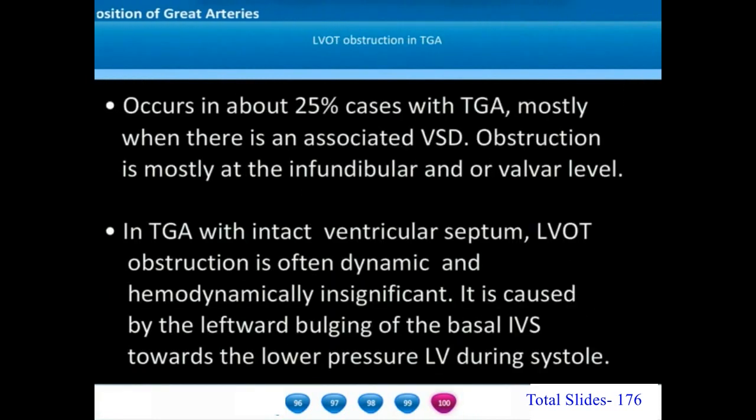About 1/4 of patients with transposition of great arteries may have some form of left ventricular outflow tract obstruction or pulmonary stenosis. The obstruction can be at subvalvular level or valvular level. In transposition with intact ventricular septum, the LVOT obstruction is often dynamic and hemodynamically is not very significant. It is due to the leftward bulging of the basal portion of the interventricular septum towards the left ventricle in systole.